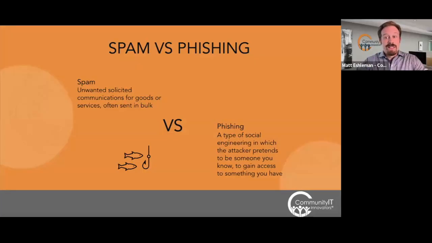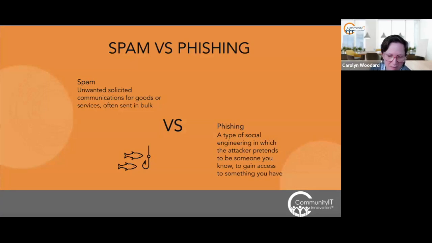Yeah. So, spam versus phishing. Spam is those unwanted communications for goods or services. They're sent in bulk. You're just on a list, and they're hoping that you're going to order something from them or what have you. Versus phishing, which is a type of social engineering in which the attacker pretends to be someone you know to gain access to something you have. So often there's a link, something that they're trying to get you to click on or give your information to them so that they can then use it for something else.